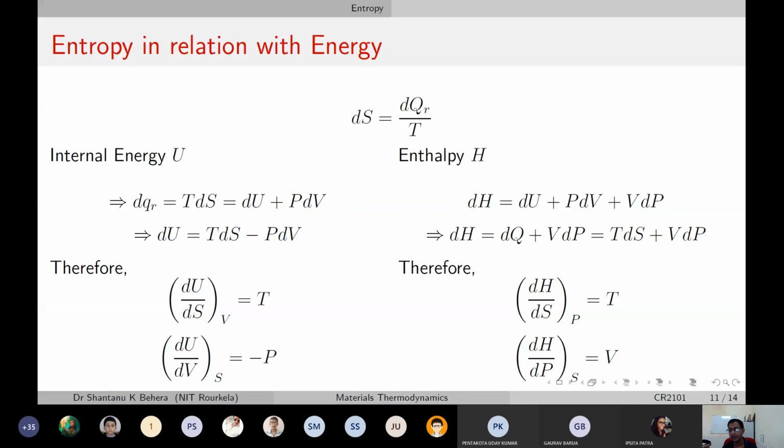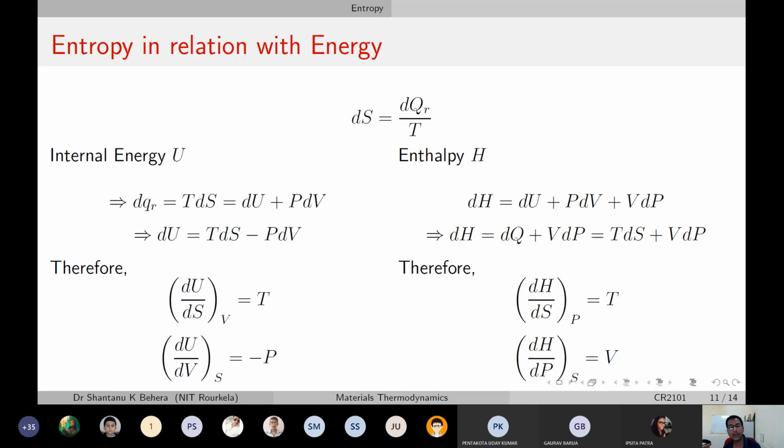And there have to be mutual relationships, and to simplify that, we need these relationships. And of course, when we study Maxwell relationships, these are going to be useful. So that's the relationship with internal energy.